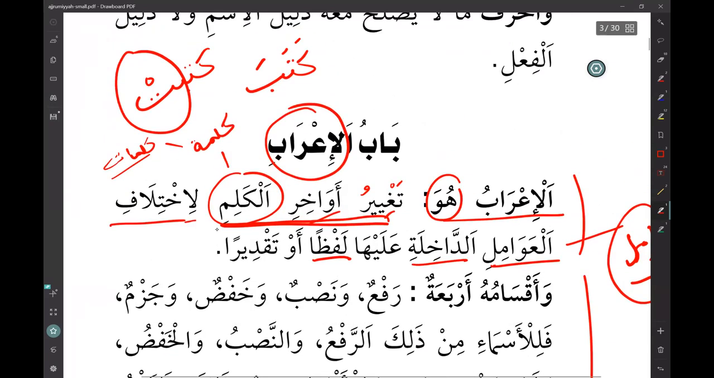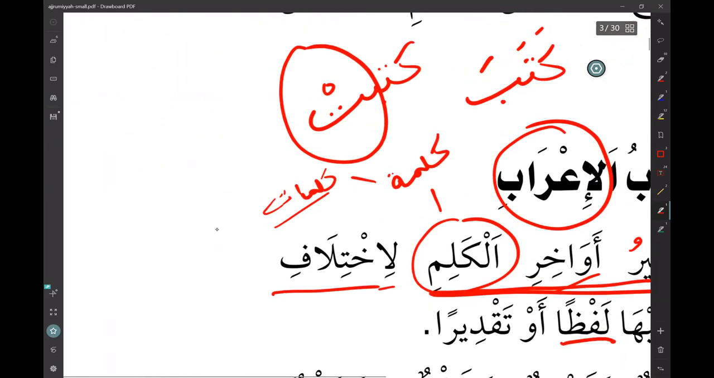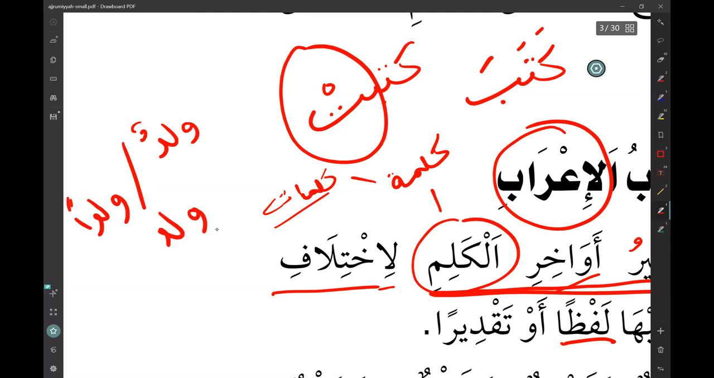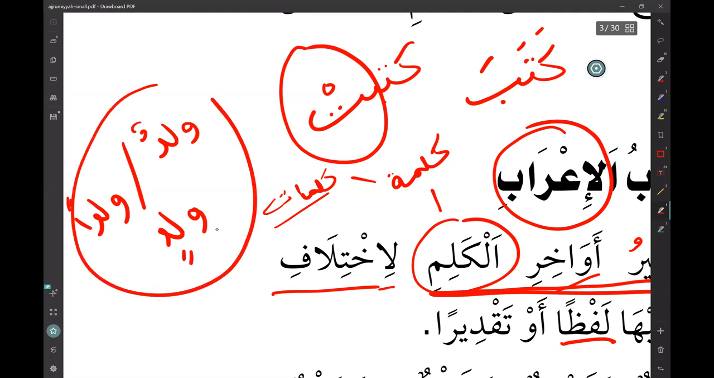So by and large, the very simple way we know it right now is a word changing at the end. So we have waladun, and we have waladan, and we have waladin. These are the changes that are happening. That is what this whole topic is about. Why are you changing? Because this part is not changing, and the word's meaning doesn't change. Walad is walad, waladun is a boy, waladan is a boy, waladin is also a boy. The meaning doesn't change, nothing changes. So why do you keep on changing? That is the whole concept of the i'rab.